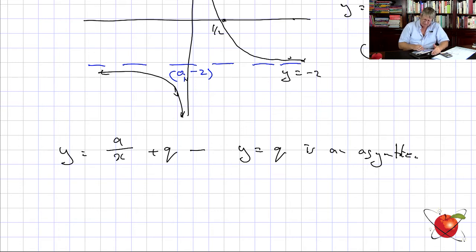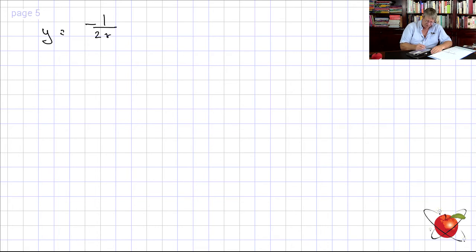Let us now have a look at drawing a graph. I've got a graph here. Let's say they ask us to draw the graph of y equals minus 1 over 2x minus 4. First of all, step 1: identify.